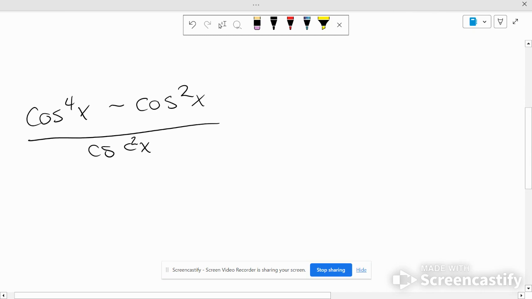Cosine to the 4th of x minus cosine squared of x over cosecant squared of x. Where do you think we start? Have we seen a cosine to the 4th on our note card? No. So it'd be nice if we wouldn't see that. Can we split these up? Yeah, you can factor out a cosine squared of x. Which, if we factor out the greatest common factor, what are we left with?